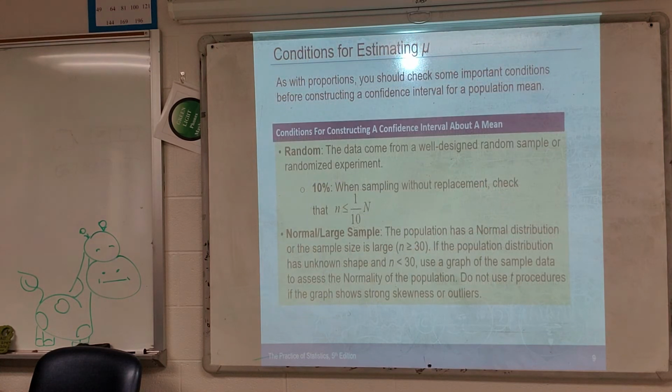As with proportions, you need to check these important conditions. Random: it needs to be a random experiment. You have to have a random sample, or randomized experiment. Look for that in the problem. Little n does need to be less than or equal to 1/10 of capital N. Capital N is your population size, so your sample size needs to be less than 1/10 of your population size. If your population's 1,000, then your sample size doesn't need to be bigger than 100. That's the 10% condition.